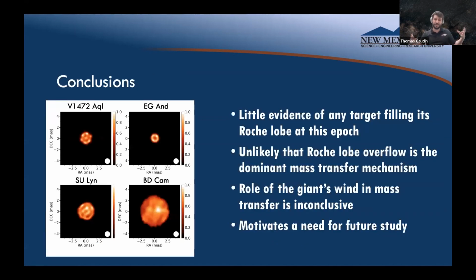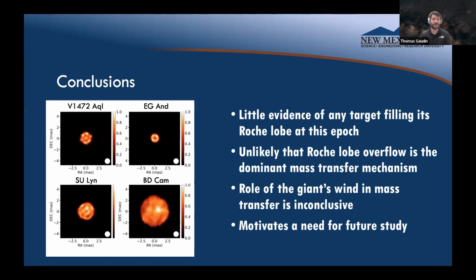In conclusion, these are still preliminary results. They're very promising preliminary results, especially as we see very little evidence for Roche lobe overflow at this orbital epoch. From our observations and analysis, it's unlikely that Roche lobe overflow is the dominant mass transfer mechanism in these 4 symbiotic stars. Instead, it seems that these 4 systems are dominated by wind-driven mechanisms instead of a Roche lobe overflow filling mechanism.